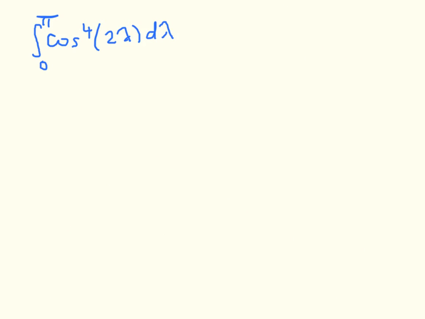So this integral is a definite integral, and it involves the cosine of our variable to the power 4. The key thing to notice is that this is an even power, and as soon as you see an even power you should think about the following identity. The double angle formula: the cosine of 2a is 2 cos squared a minus 1.